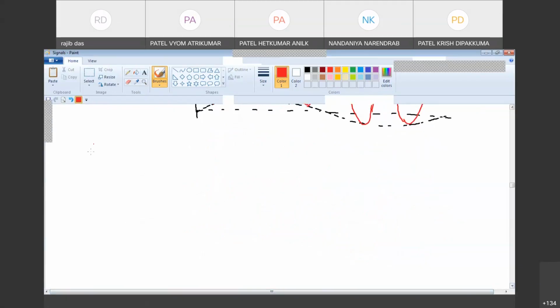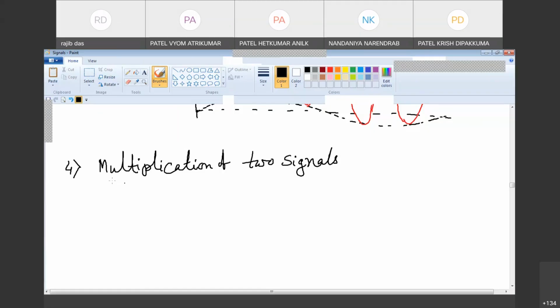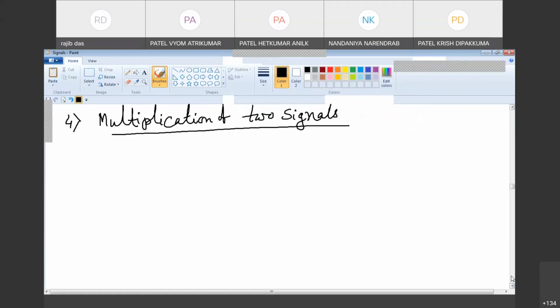Now we'll go for the next one. I think it is fourth. Multiplication of two signals. So if you wish to multiply two signals, what do you get? Is it right? Now, we can start with one example.